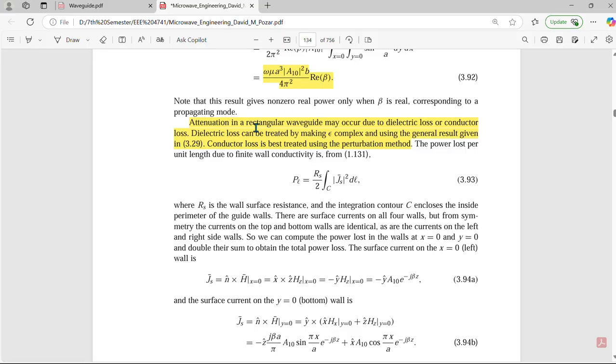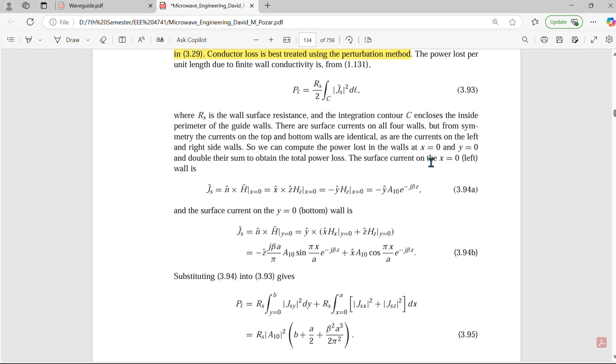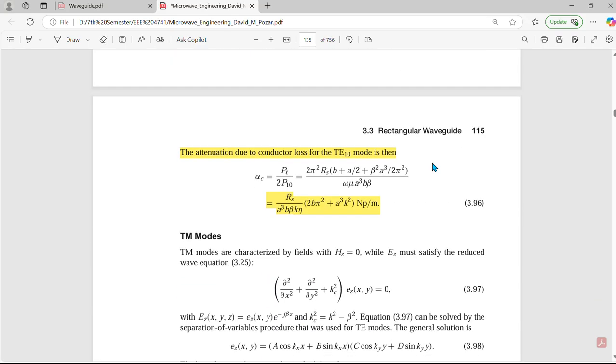This part says that the attenuation in the waveguide may occur due to the dielectric loss or the conductor loss, and we can treat the dielectric loss by making the epsilon complex and using the general result. Then we come to the attenuation part.